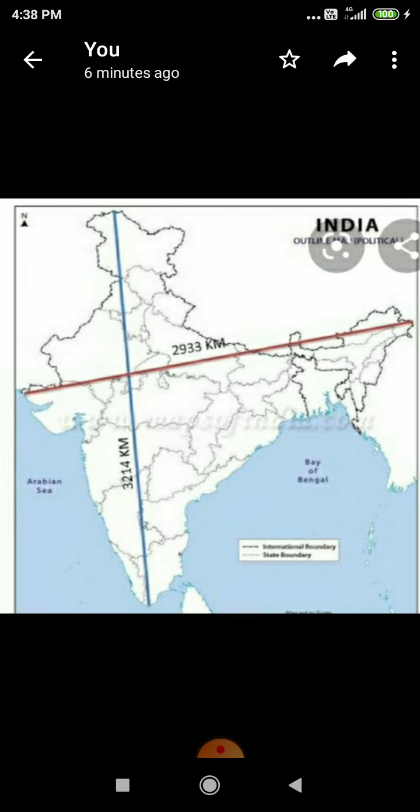Now we will see other things. The total area of India is 3.8 million square kilometers, which is about 2.4% of the total area of the world. It is the seventh largest country in the world in terms of land mass. It has a land boundary of about 15,200 kilometers, and the total length of the coastline of the mainland, including the islands, is 7,516.6 kilometers.